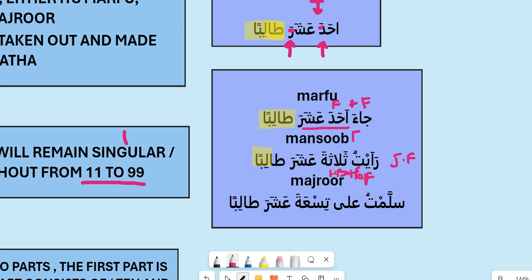One may say that since it's in the mansub case, that's why it has a fatha. No, you shouldn't say that. It is always mabni. It's not because it's in the maf'ul bihi position that it has a fatha, but because it is made mabni on fatha throughout. So in the i'rab also, you are going to explain that it's mabni on fatha.